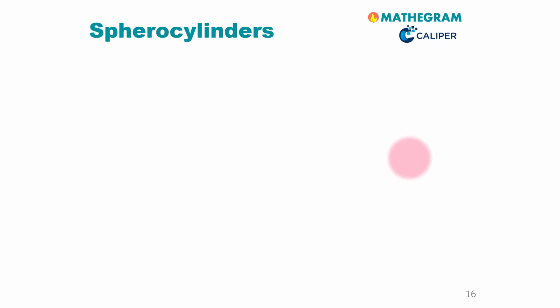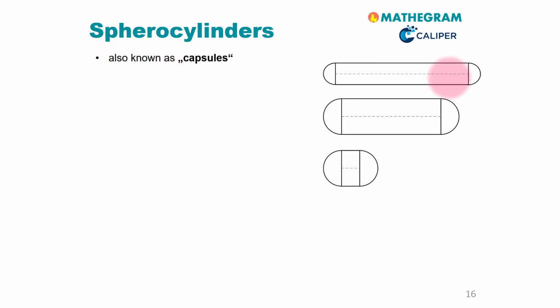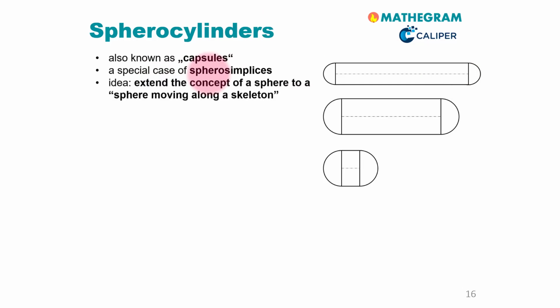Let us now move on to the spherocylinder approach. Here the particles are also known as capsules. They look like this. So we have a cylindrical part and 2 half-spherical caps. Spherocylinders are a special case of spherosimplices, and these spherosimplices are defined based on the idea of a motion of a sphere that is dragged along a skeleton. And this skeleton in general can have any shape. If the skeleton is now a straight line, for example here this dashed dotted line, we get a spherocylinder.